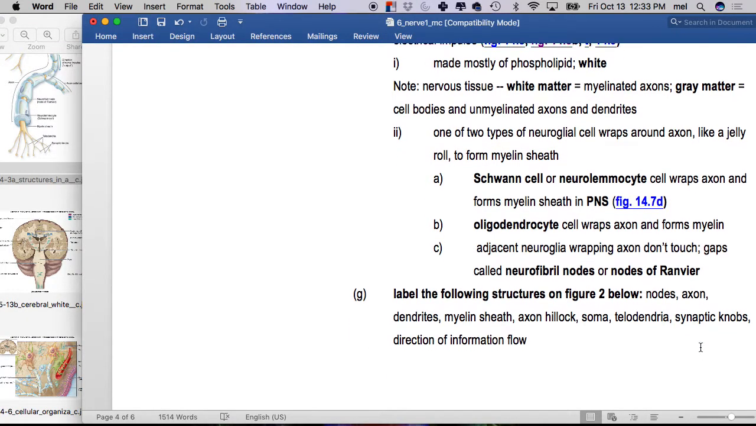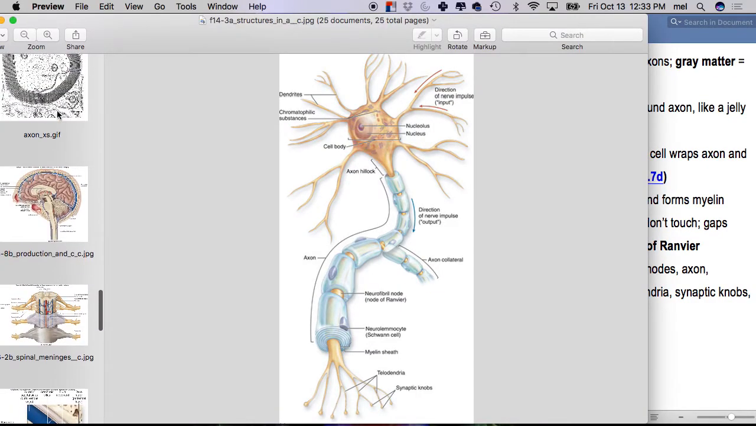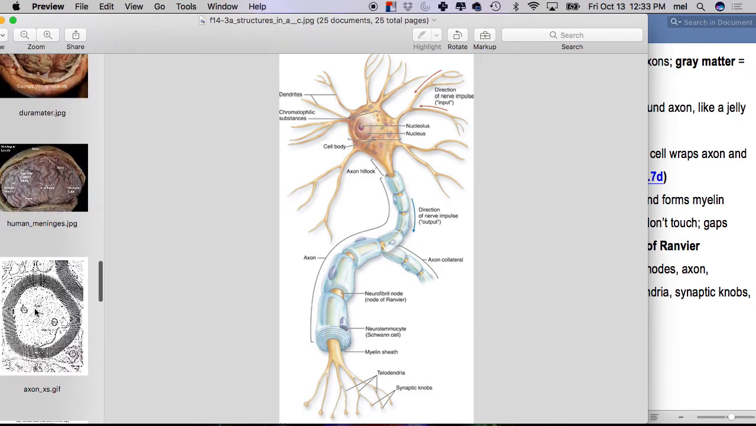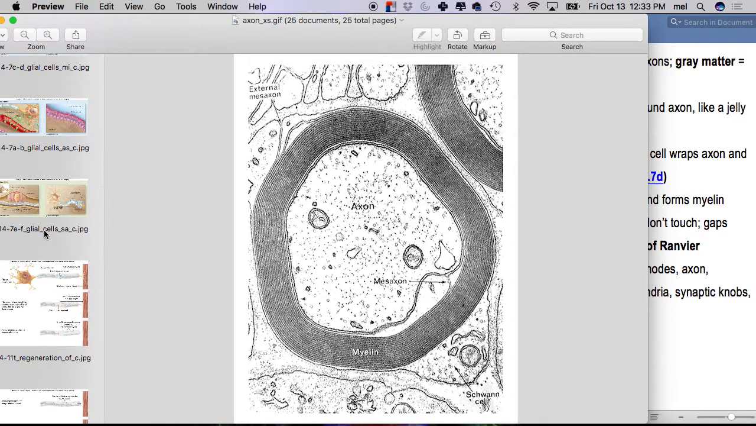Okay, so now there are two different ways of forming myelin. They both accomplish the same thing, but you do it differently in the CNS. Oh, by the way, here's a transmission electron micrograph picture of myelin, where you can actually see the layers, which is kind of cool. I like that one.